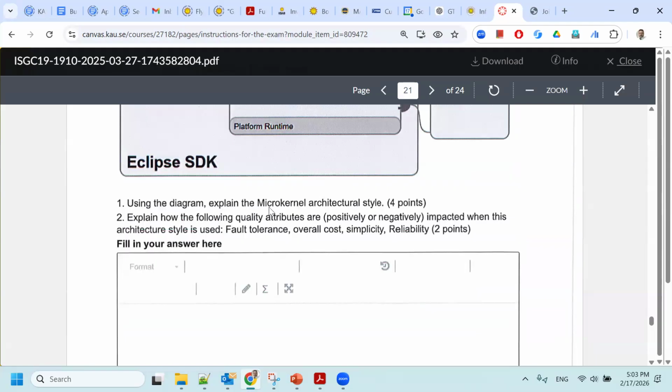Using the diagram, explain microkernel architectural style. Pretty easy, I would say, right? Do you agree with me or not? I pass on the answer on that one. I don't remember exactly the different styles yet. I haven't gotten that far in the book yet.